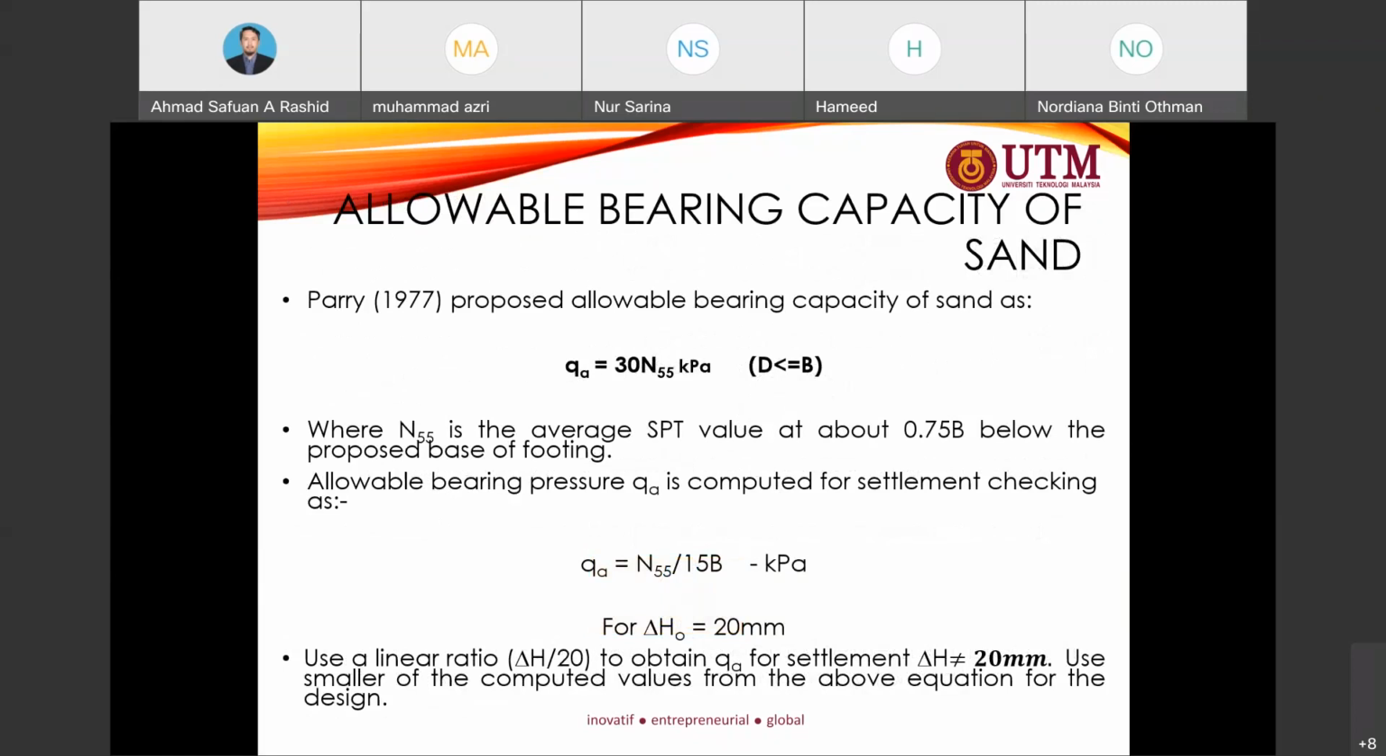The allowable bearing pressure QA is computed for settlement checking as well. So this is for the QA equal to N55 over 15B, for delta H naught equal to 20. Use a linear ratio to obtain QA for settlement, which is now equal to 20. Use the smaller of the computed values from the above equations for the design. So that is how we determine the QA, or the allowable bearing capacity, by using the SPT.